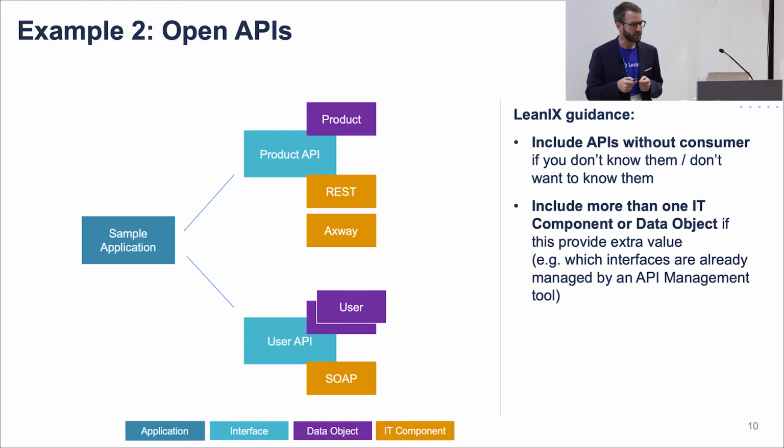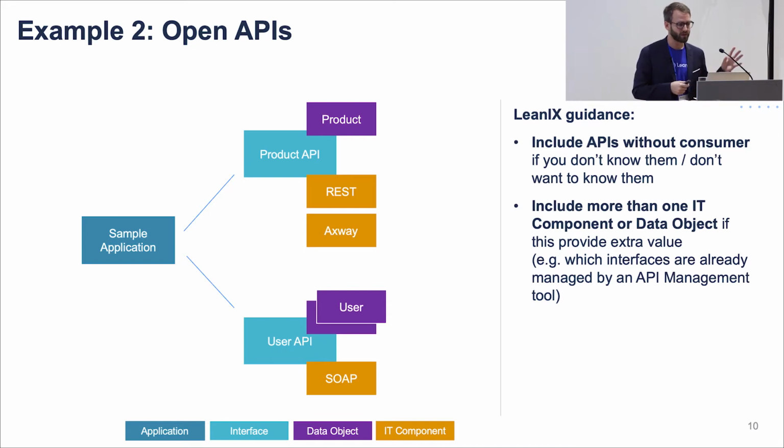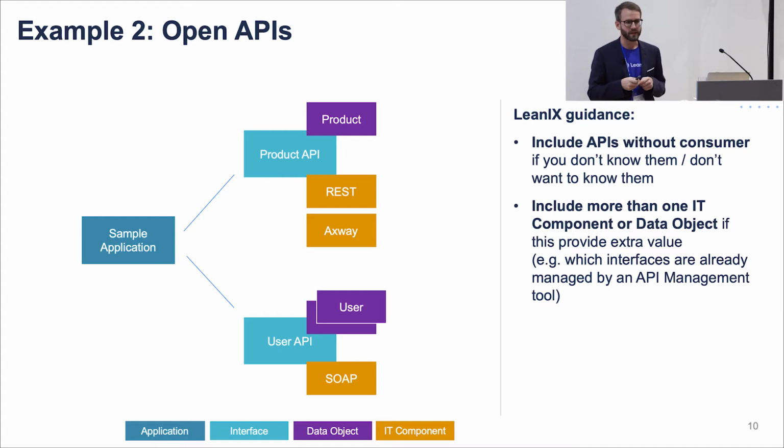A second example is open APIs. You might not know, or you might not want to know who is on the other end of the data flow. So you might have an application that's giving product information, but it's open for anyone. So you don't really want to model the recipient. So you can also do that. In this case, Product API relies on the REST and X-Way technology. And the use case might be that you want to know all of your APIs that are already managed by X-Way. The same is true for the user API.